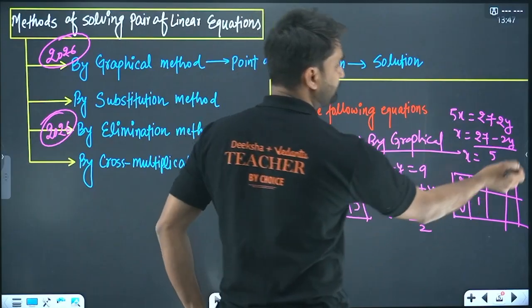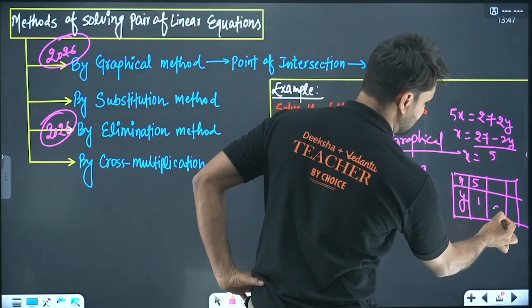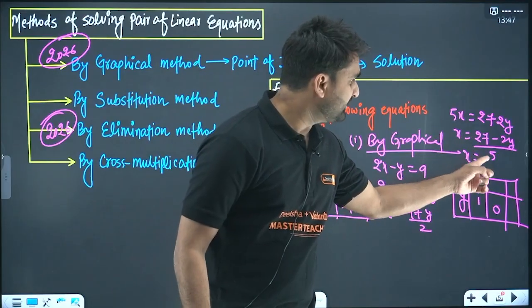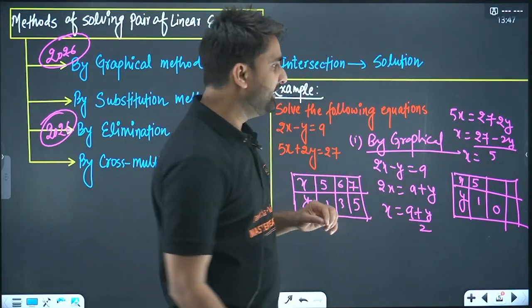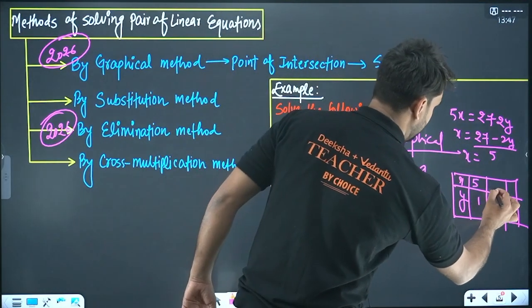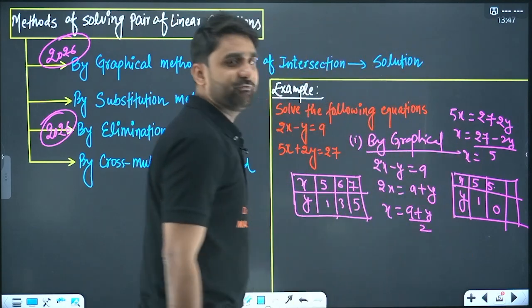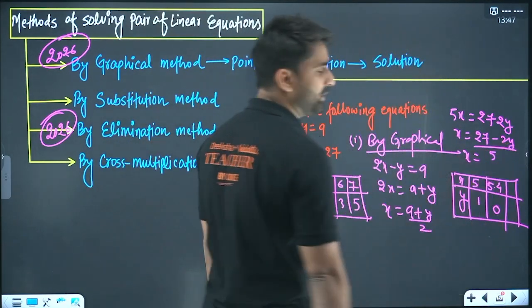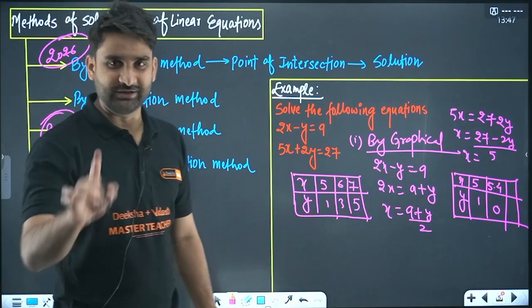Like I am putting y as 0. So if I put y as 0, my dear, what would 27 by 5 be? If we divide 27 by 5, I think 5.4 would be there. I hope you are getting my point. Is it clear, my dear?